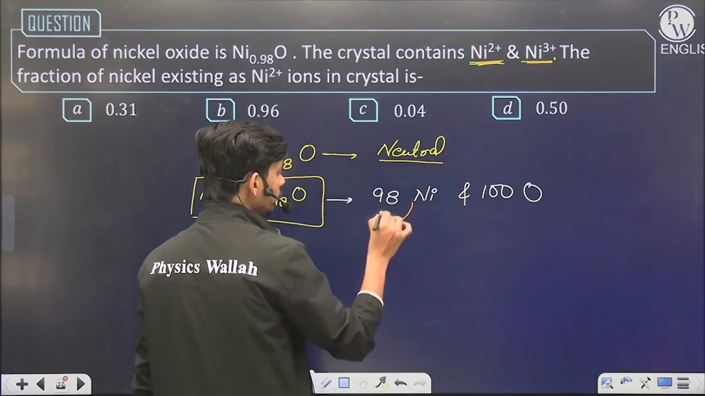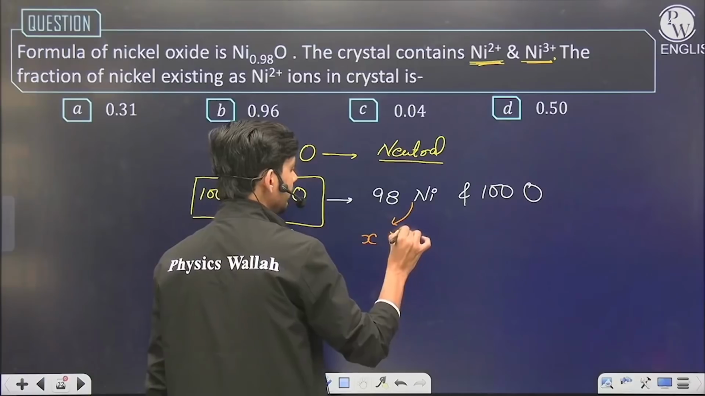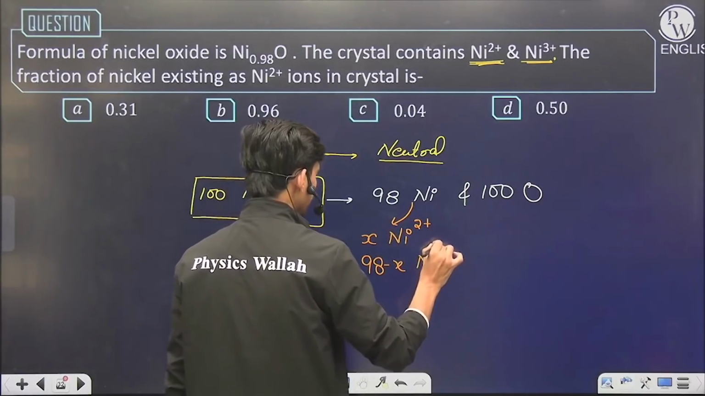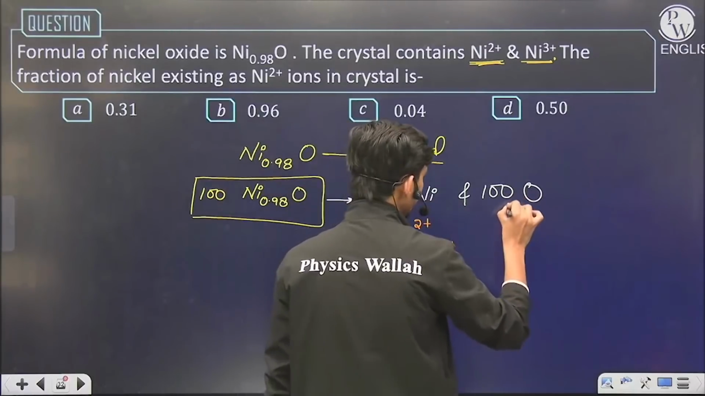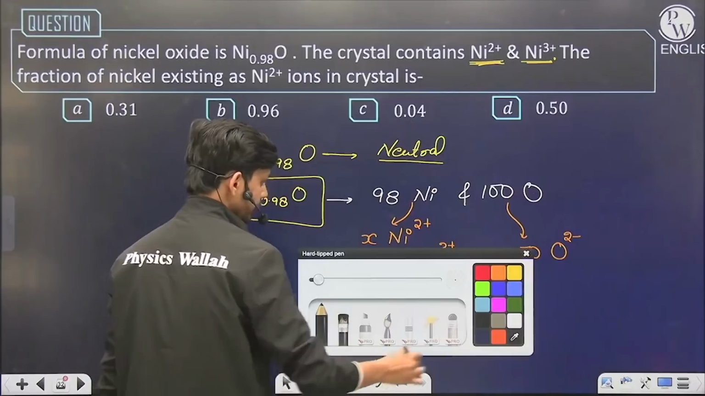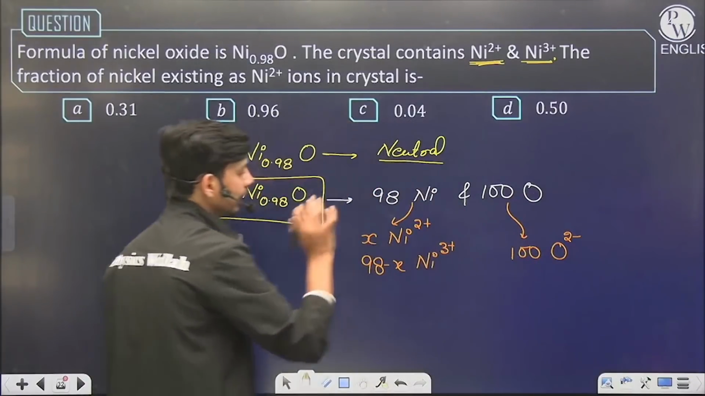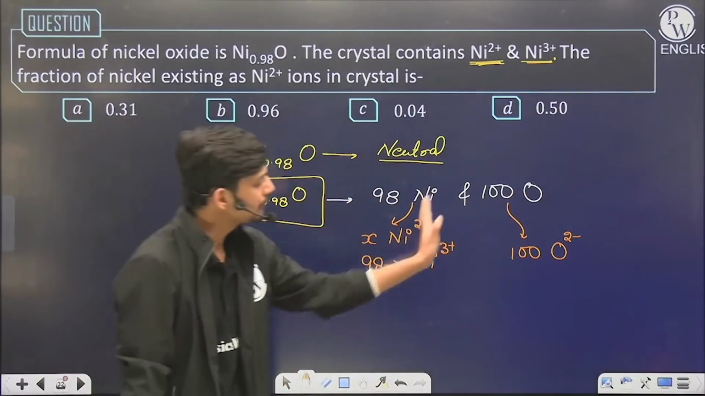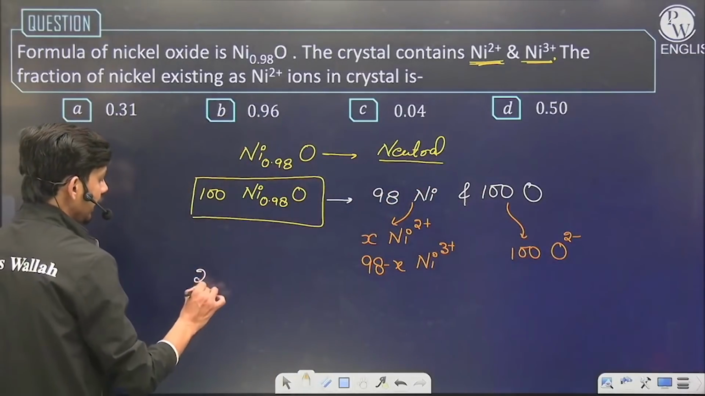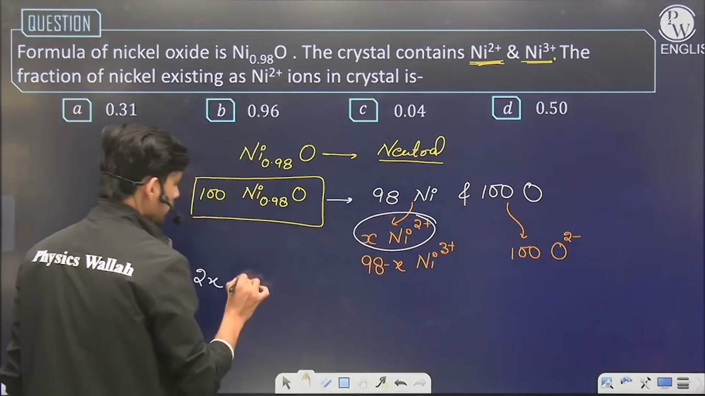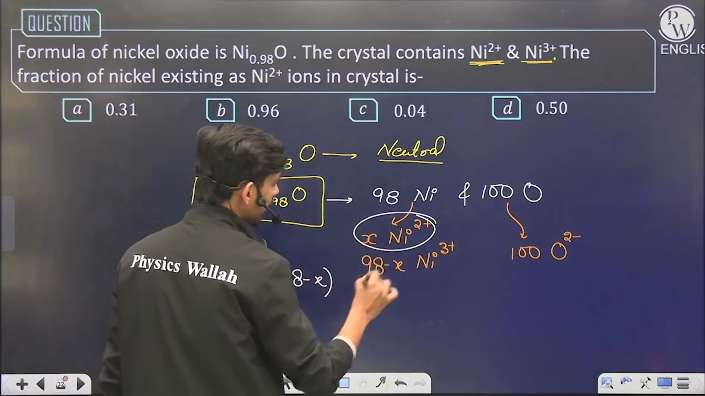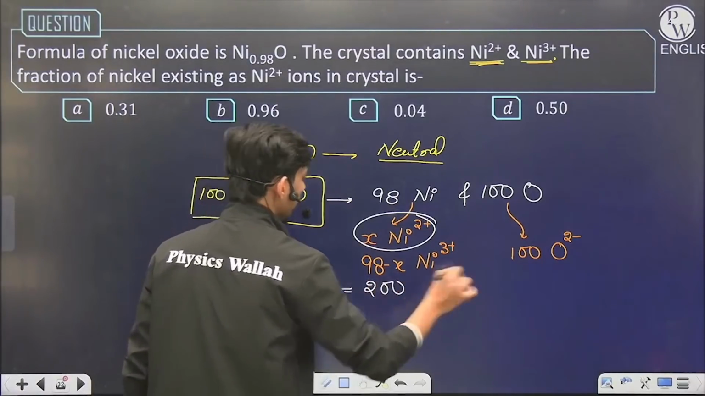This nickel is in 2 forms, so I can assume x atoms to be in 2 plus and the remaining 98 minus x atoms to be in 3 plus. And this oxygen is only in 1 form, so all these 100 oxygen will be oxide ion, O 2 minus. Now I will use the concept of neutrality: all of these positive charges plus all of these negative charges, the total summation will be neutral, that means 0. So twice of x plus 3 times of 98 minus x is equal to 200, that is 100 into 2.